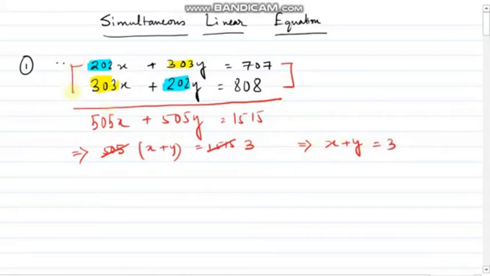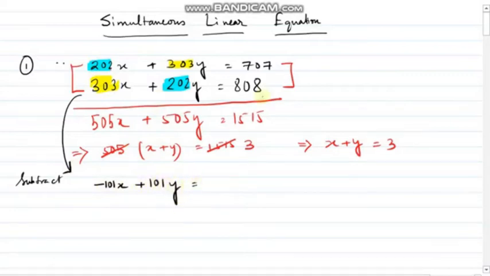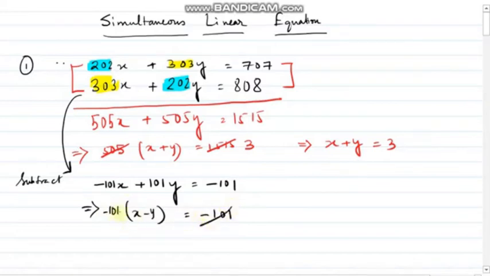Again you will write these two equations and you will subtract them. So if you subtract these two equations, just check. After subtracting, you will get minus 101x plus 101y equals minus 101, right? If you take minus 101 common, inside the bracket it will be x minus y equals this. If you simplify, you will get another equation, x minus y equals 1. It's very easy now to solve this, isn't it?